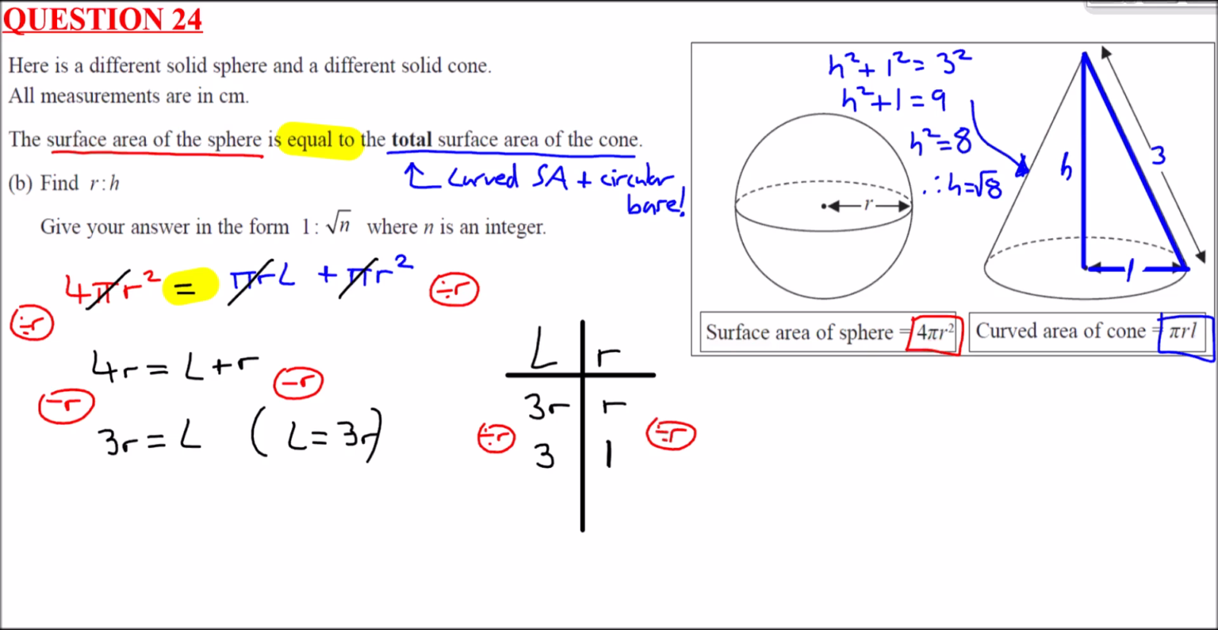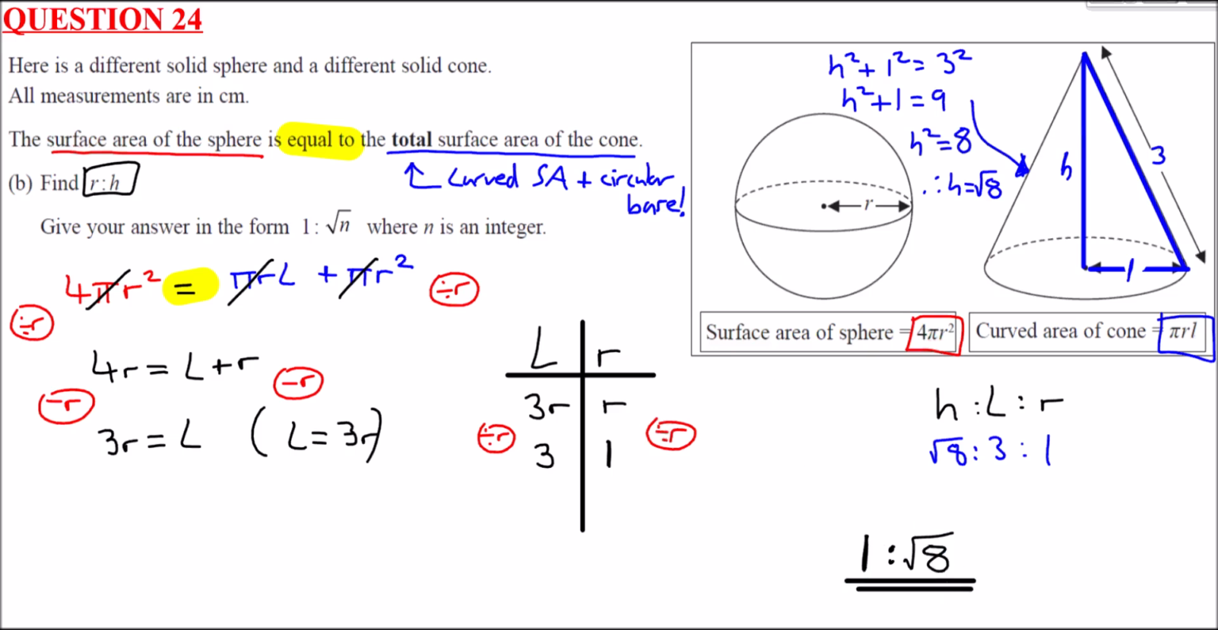So what we found here is actually a combined ratio of the vertical height to the slant length to the radius. So we've got root 8 for the vertical height, 3 for the slant height and a radius of 1, but because we just want here a ratio of r to h, we just want the r first, which is 1, and then h second, which is root 8. So therefore, the ratio of r to h is 1 to root 8.